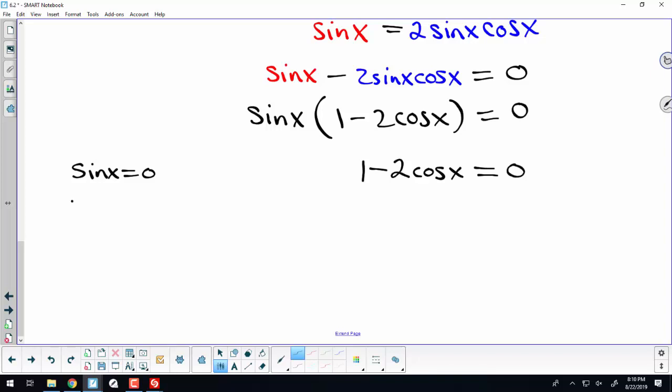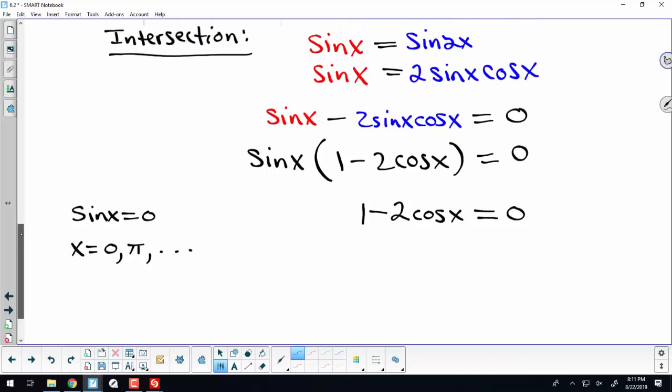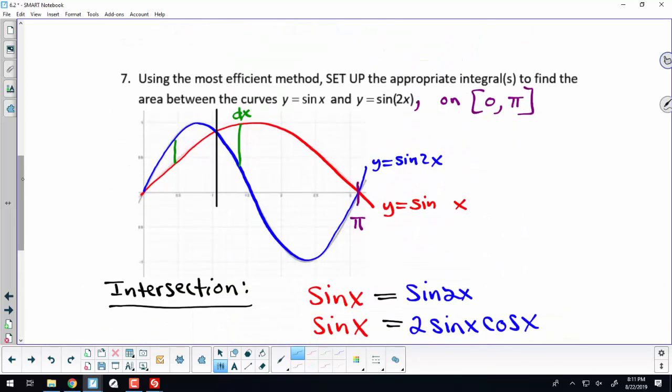Sine of x is 0 when x is 0, when x is pi. We could keep going, but everything else is outside of our region, because we're only considering the region from 0 to pi. Looking at the graph, you can see what those values contribute to. We found this intersection, and we found this intersection.